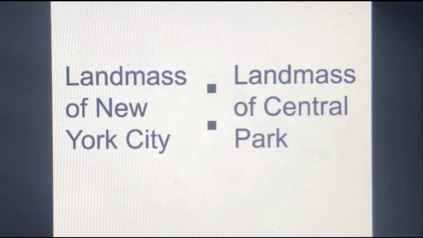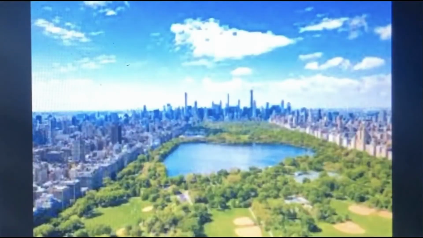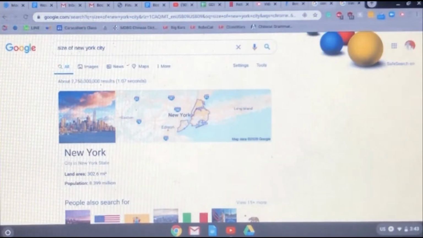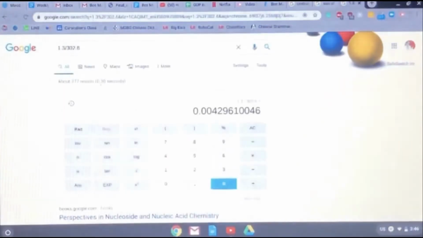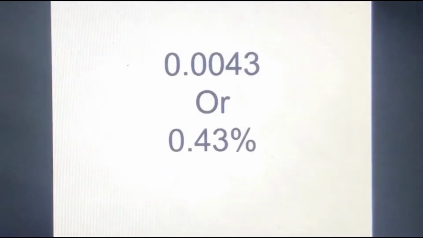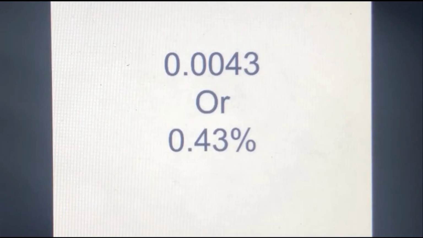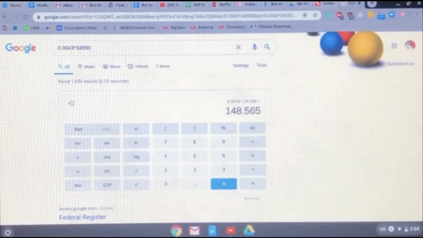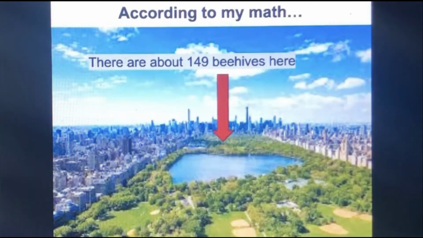To find the amount of bees in Central Park, we will just create another ratio between the landmass of the city and the landmass of the park itself. The city has a size of 302.6 square miles, but the park is only about 1.3 square miles. So our 1.3 square mile park size divided by the 302.6 miles of city lands us with about 0.0043 or 0.43%. And that number multiplied into the amount of colonies that New York City holds gets us almost 149 colonies. So there it is. According to this math, there are about 149 beehives in Central Park.